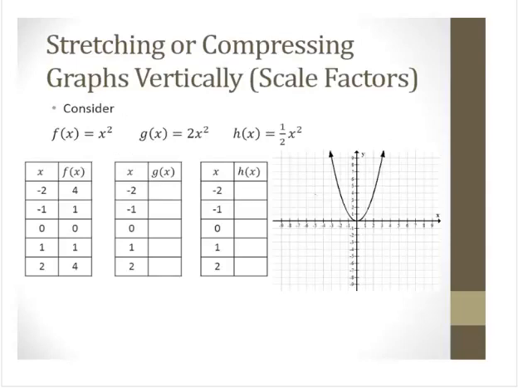All right, how can we stretch or compress graphs vertically? This is something we call scale factors. Again, we have the basic function f of x equals x squared, table, and graph. For g of x, I want 2x squared. And again, recall from the order of operations, we would square first and then multiply by 2. We're sticking with those same inputs, negative 2 to 2. So we would have the same original outputs, 4, 1, 0, 1, 4, but now let's double them: 8, 2, 0, 2, 8. And plot those points: (-2, 8), (-1, 2), (0, 0), (1, 2), (2, 8), and draw the curve through those points.